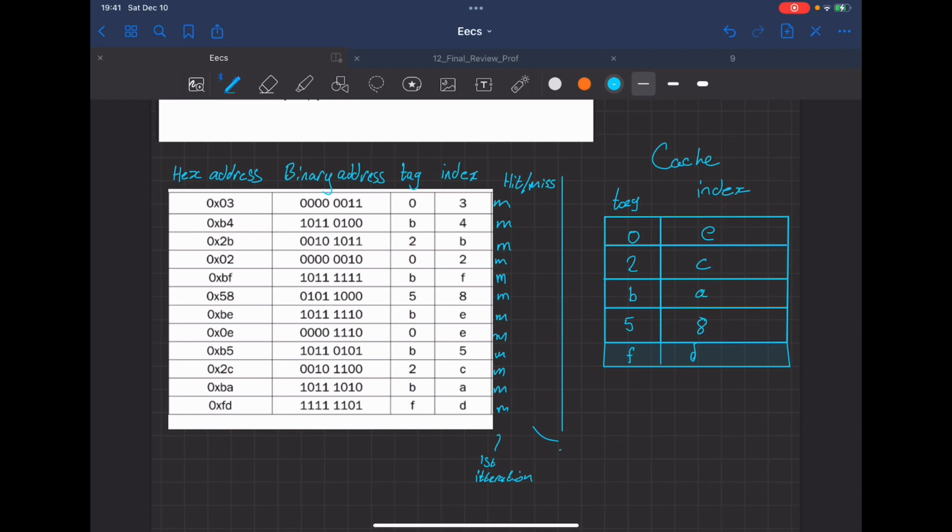But if we were to have a second, it would continue from this current cache state, okay? That's important to understand.